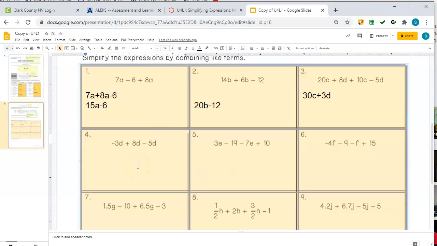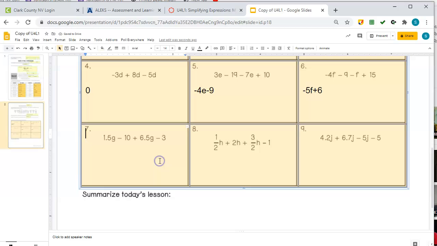Okay, so let's take a look at this one. They're all D terms. We've got negative 3 plus 8 minus 5. That's 0D, so that's just 0. Everything canceled out there. We've got 3 minus 7, so that's going to be negative 4. Negative 4E, and then we've got negative 19 plus 10, so that's going to be minus 9. Notice how we're using our other properties of operations to switch the order of things. Here we've got negative 4F minus F, so that's negative 5F. And then we've got minus 9 plus 15, that's going to be plus 6.